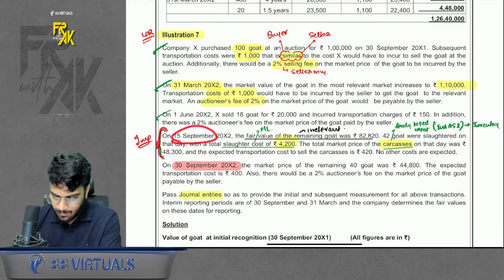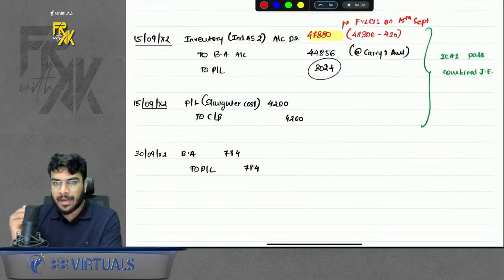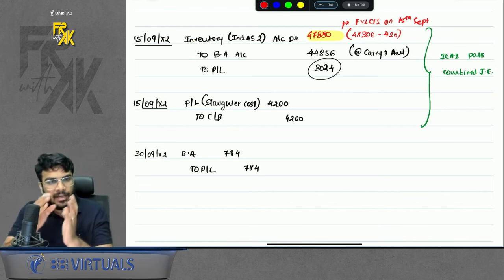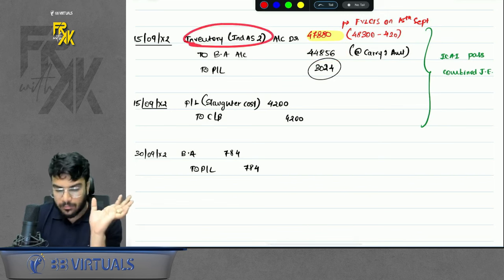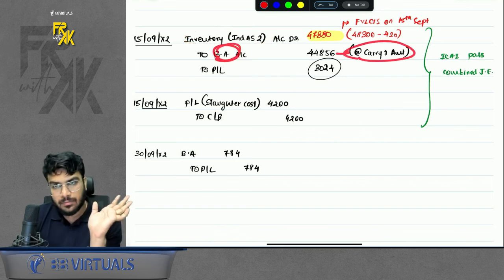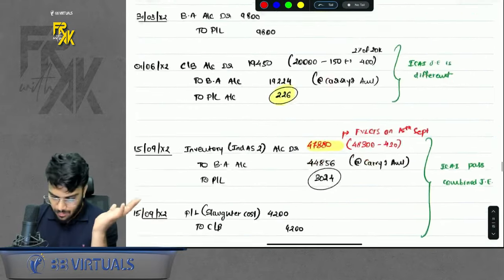On 15 September, some goats were slaughtered and converted into carcass. Okay. So this basically implies that your biological asset will get removed and you will record an inventory because your goat is getting converted into some meat. Right. So biological asset will be removed and you will record inventory. Now, because this is going out, this will go out at carrying amount. How to remove the carrying amount? Again, cross multiply and remove. Simple.